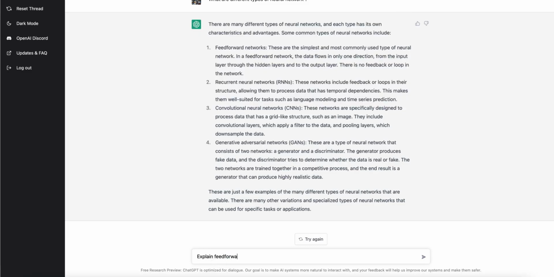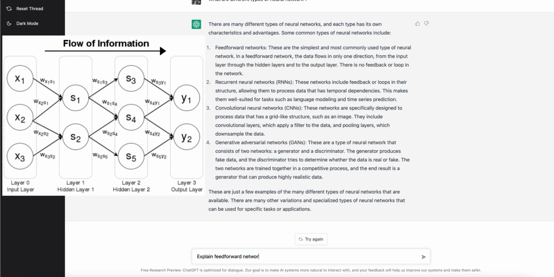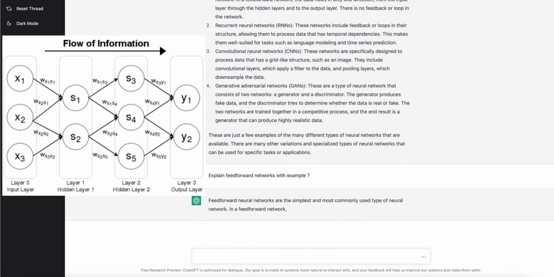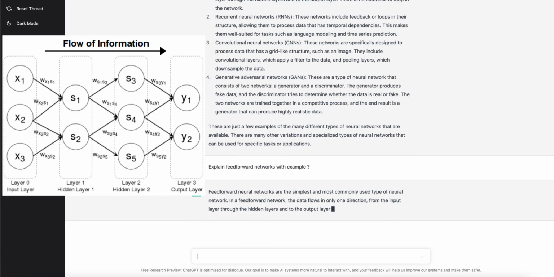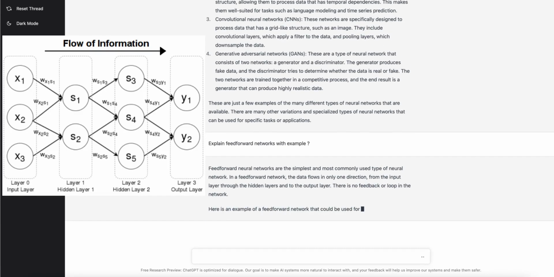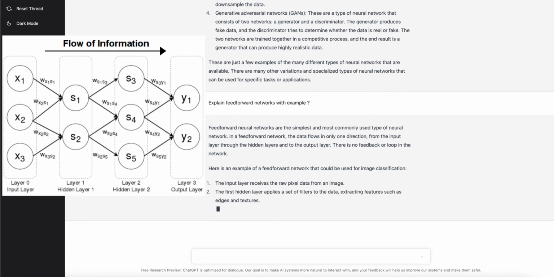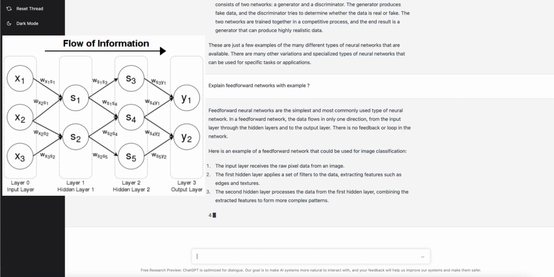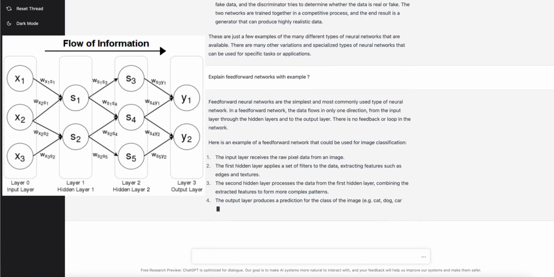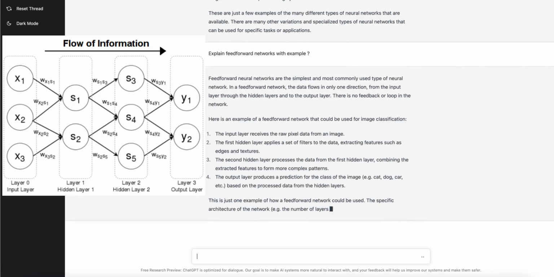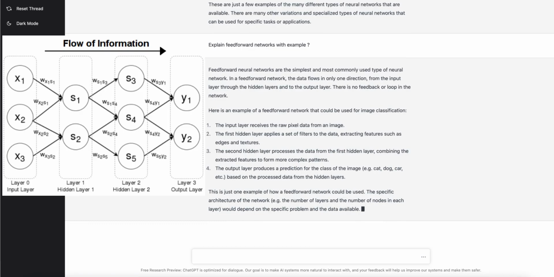Let's dive deeper into the feed-forward network. In a feed-forward network, the data flows in only one direction, from the input layer through the hidden layers and to the output layer. There is no feedback or loop in the network. The input layer receives the raw pixel data from an image. The first hidden layer applies a set of filters to the data, extracting features such as edges and textures. The second hidden layer processes the data from the first hidden layer, combining the extracted features to form more complex patterns. The output layer produces a prediction for the class of the image based on the processed data from the hidden layers.